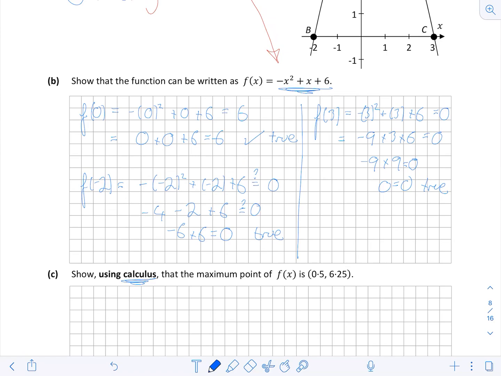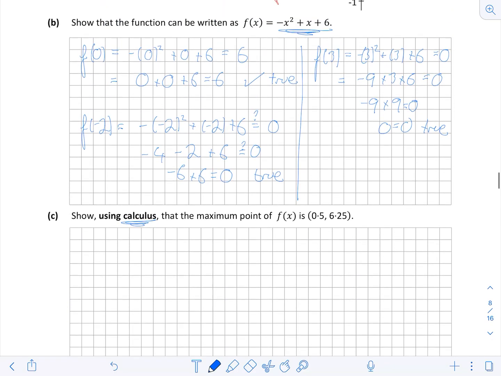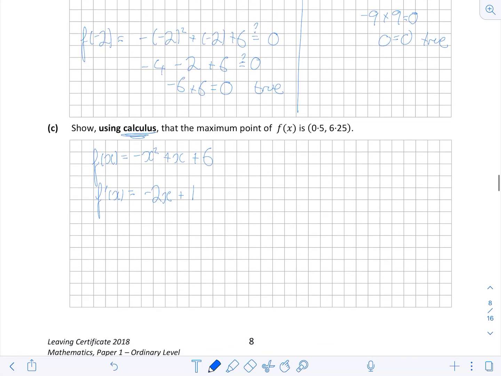Of course, finding maxima is very easy, because we know at the very tip of our function, the very top, the slope at that point is equal to 0. So we're going to differentiate first of all. We have f of x, using the English notation, minus x squared plus x plus 6. So we now have f prime of x is equal to minus 2x plus 1. And I want to know, when is that equal to 0?